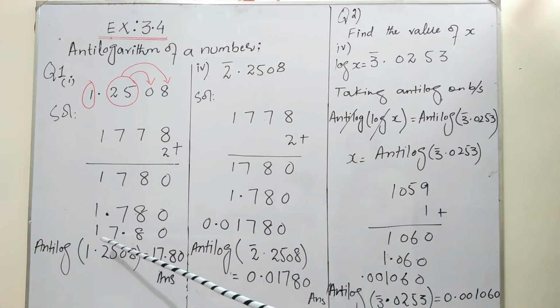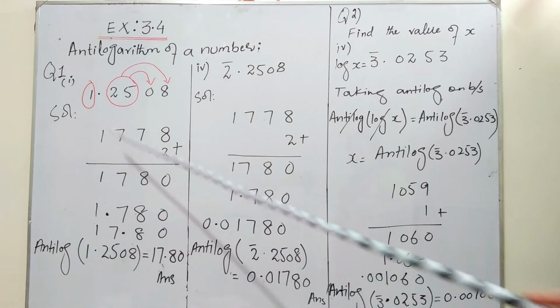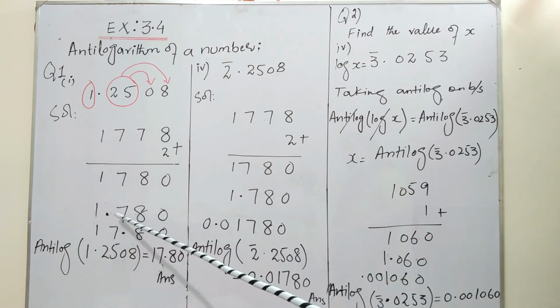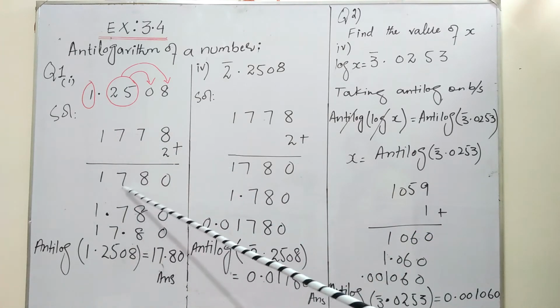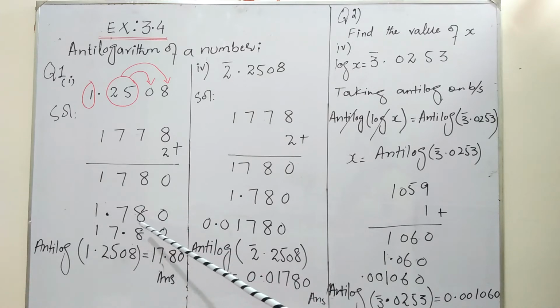So it becomes 17.80, as the characteristic was 1, so we moved our decimal point in the forward or right direction one digit. It becomes 17.80. So anti-logarithm of 1.2508 is 17.80.